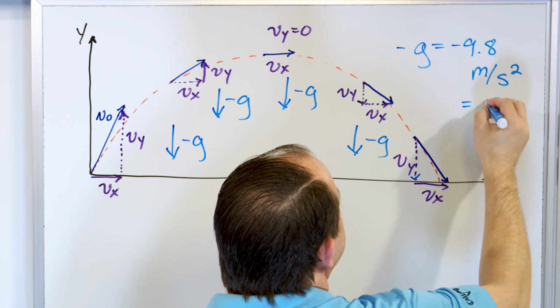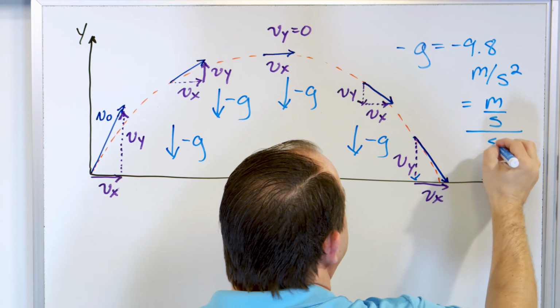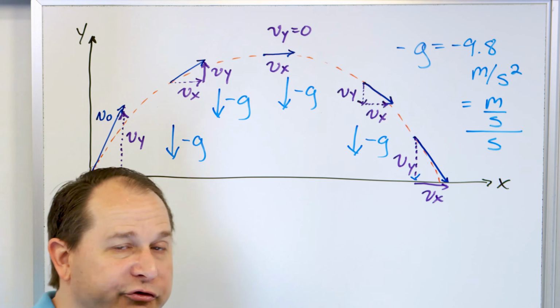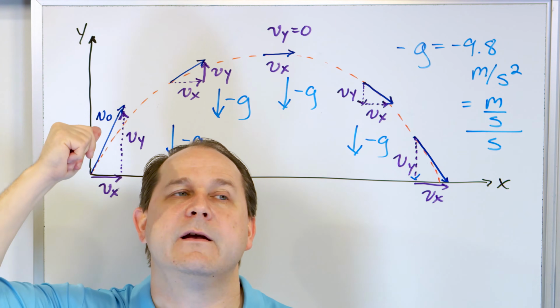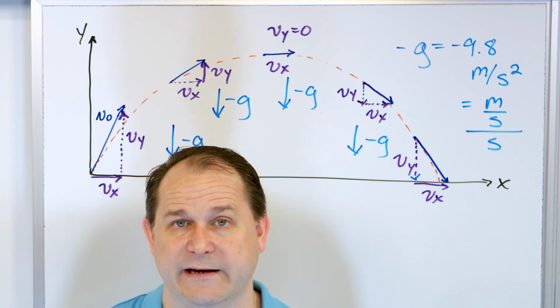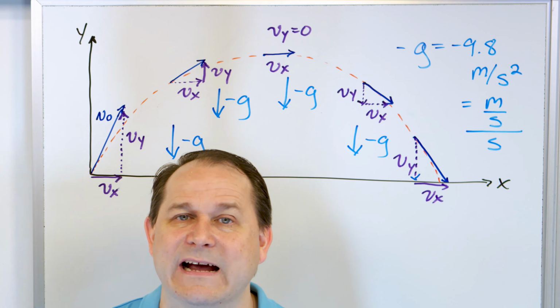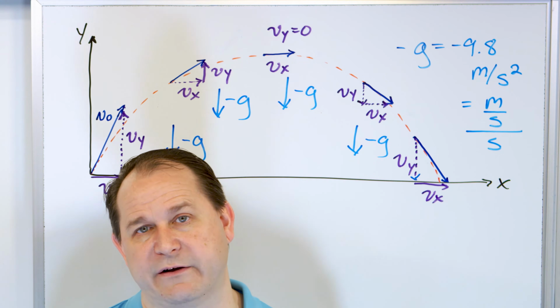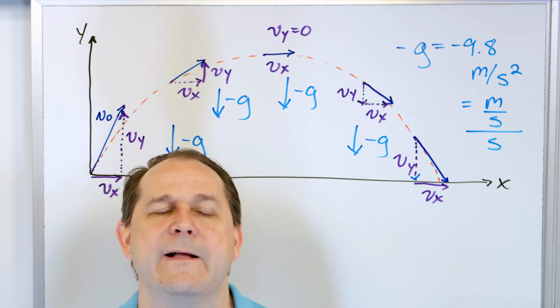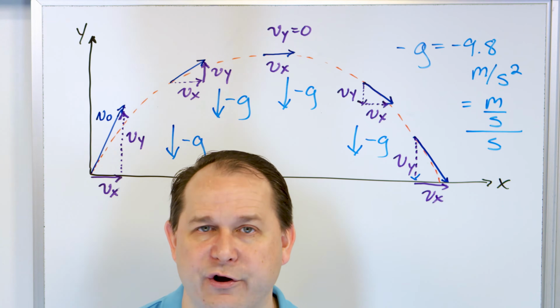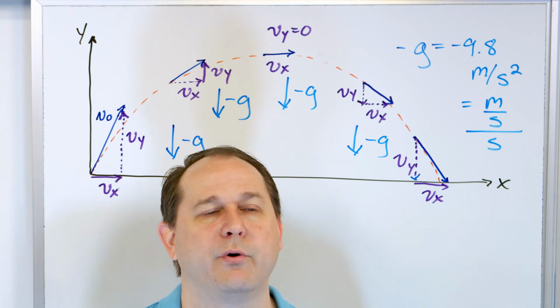What does this mean? This is meters per second per second. This means when the ball drops, after the first second, it gains 9.8 meters per second velocity down. After the next second, it gains another 9.8 meters per second. It's picking up speed. After the third second, it gains another 9.8 meters per second, again, pointed down.